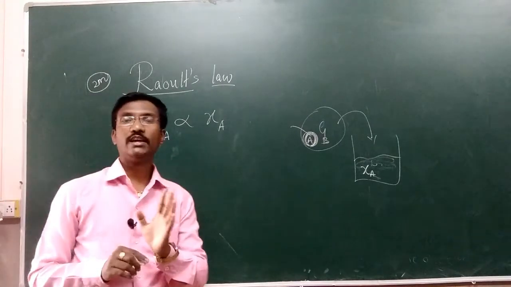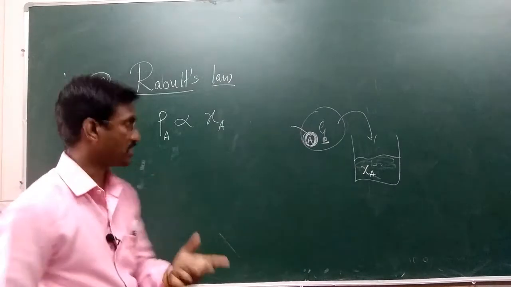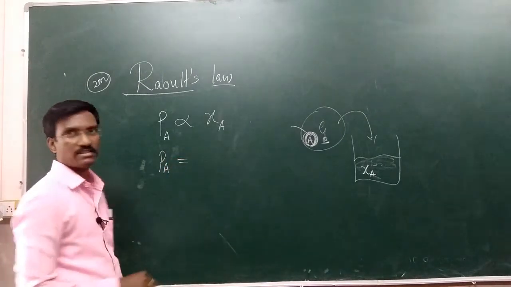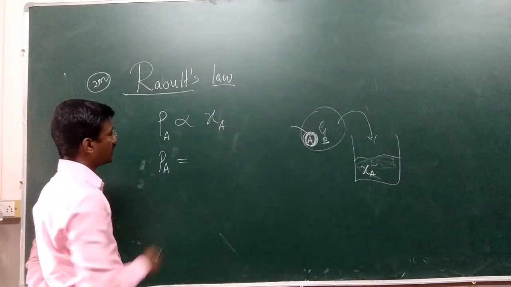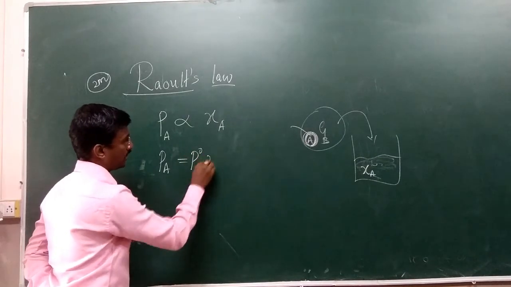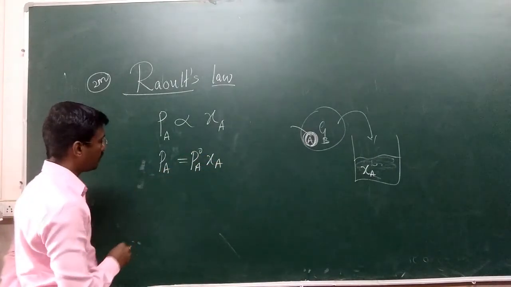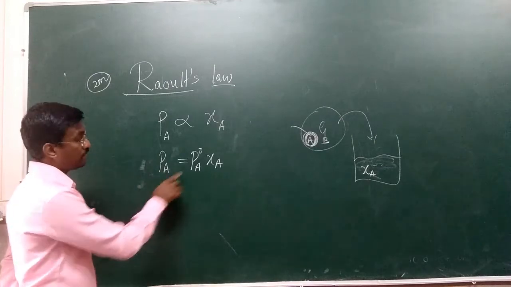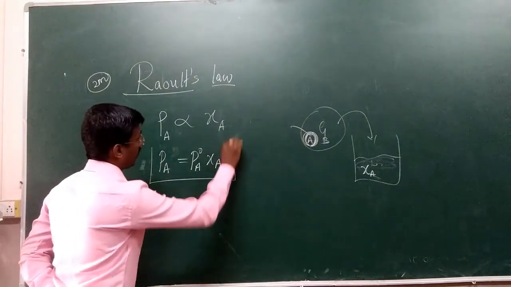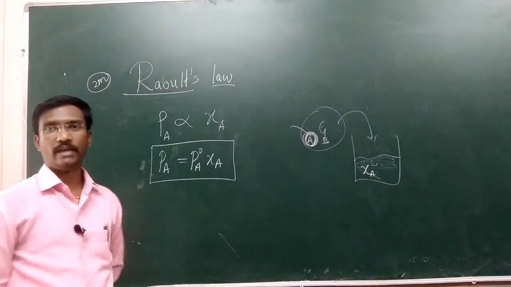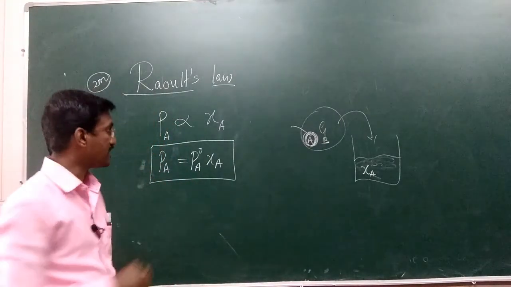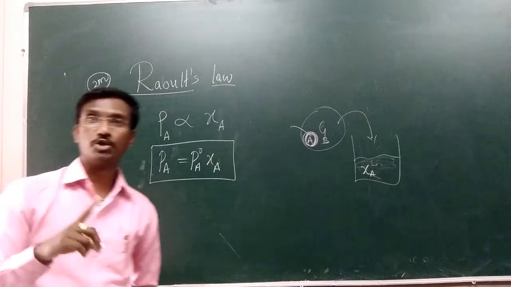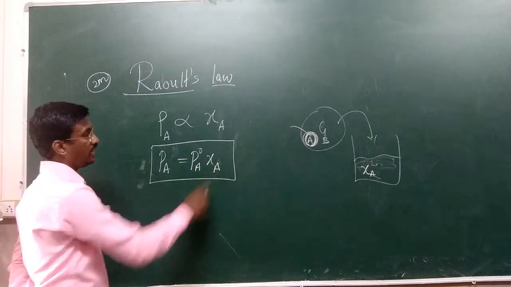There we discussed only one gas. Here we are discussing more than one gas. So the same thing applies here also. PA proportional to XA is written with an equals sign, replacing proportionality with a constant: PA = PA naught into XA. Here PA is the partial pressure of component A, PA naught is the partial pressure of pure component A, whereas XA is the mole fraction of component A in the solution.